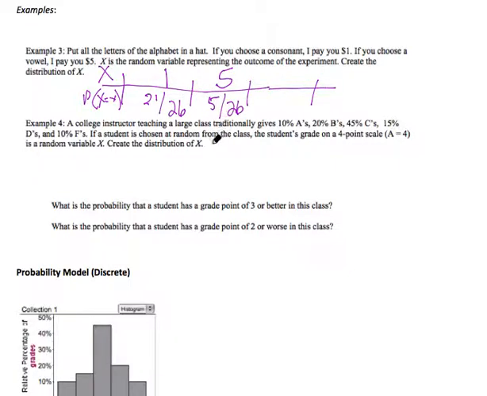That is a probability distribution model. So it's just what are the outcomes and then what are the probabilities. Okay, so let's do this one. A college instructor is teaching a large class and traditionally gives 10% A's, 20% B's, 45% C's, 15% D's, and 10% F's. If a student is chosen at random from this class, the student's grade is on a 4-point scale. And that's a random variable because we're only doing 0, 1, 2, 3, or 4, and create a distribution.